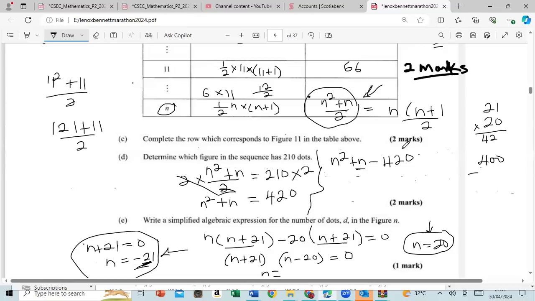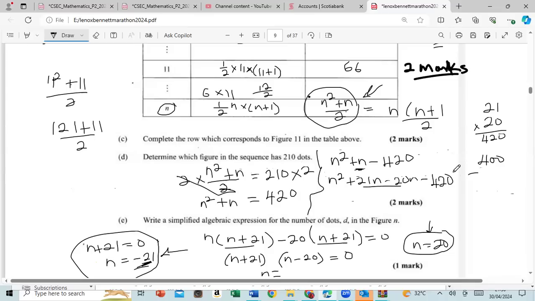But we want to replace it with p, and it must be positive. So that means the 21 goes positive. When we set it up, n squared, I factorize with 21n minus 20n. That gives me n, and if we multiply these, it gives me negative 420. Then I put back my 420 here.